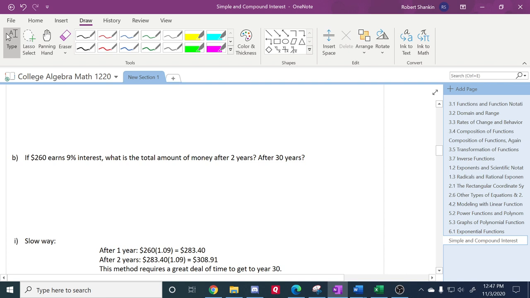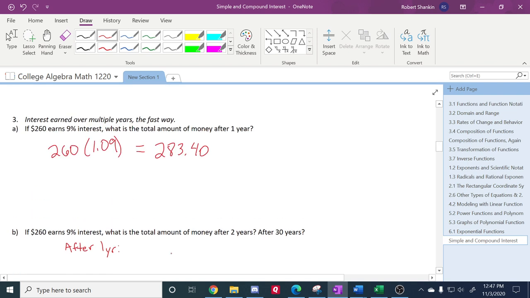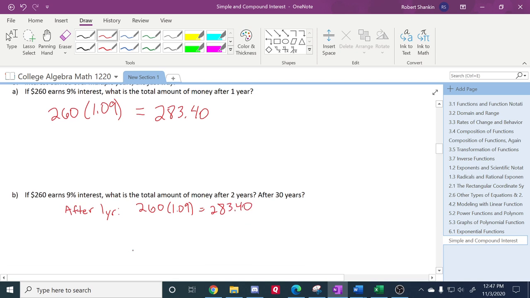Now, to do it after 2 years, I'm going to show you 2 ways to do it. One's the slow way, and then we'll see why we need the fast way. If I did it the slow way, let me do it one step at a time. After 1 year, I'm going to have exactly what we had before: 260 times 1.09 is 283.40.